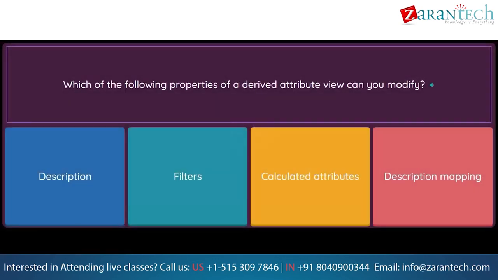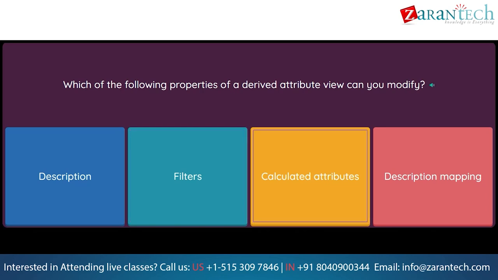Question: which of the following properties of a derived attribute view can you modify? Option 1, description. Option 2, filters. Option 3, calculated attributes. Option 4, description mapping.